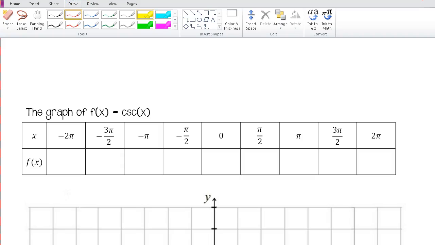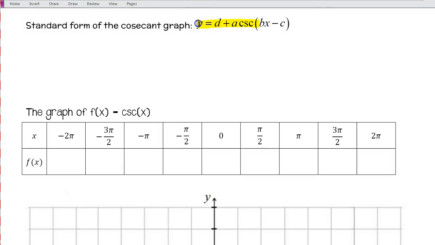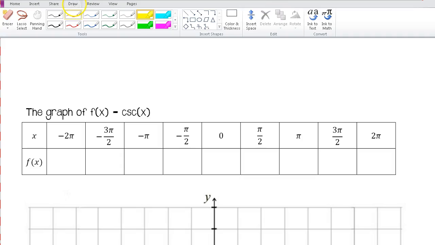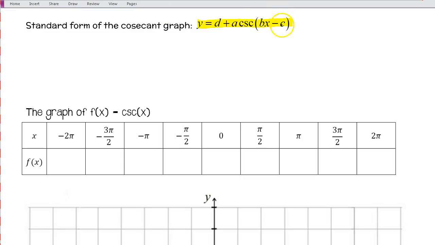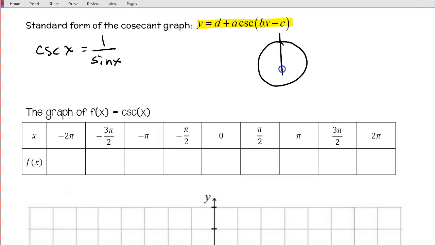So again, we've got our basic standard form here. We could have y equals or f of x equals or h of x equals, it doesn't matter. And we've got d plus a cosecant bx minus c. Same standard form that we use for every other trig function. We're just substituting in cosecant for one of the others. And remember that the cosecant of x is the reciprocal of the sine of x. So now we're going to be taking the reciprocal of our y coordinate as we travel around the unit circle, either in a positive direction or a negative direction.